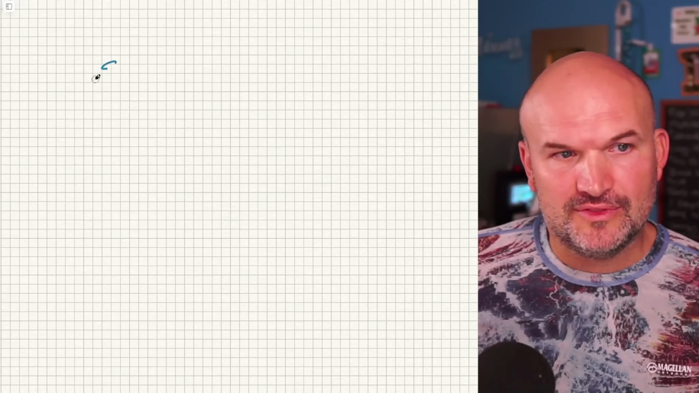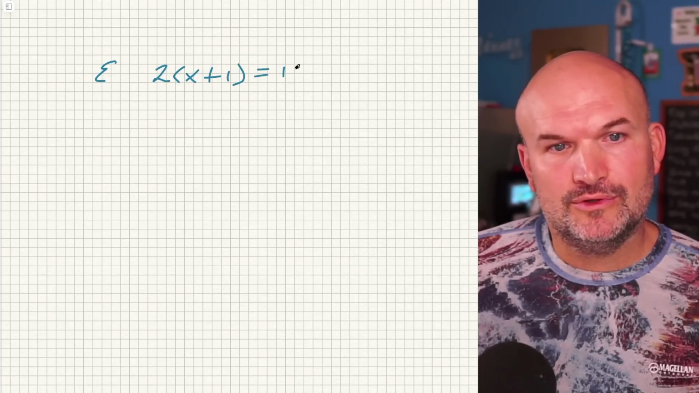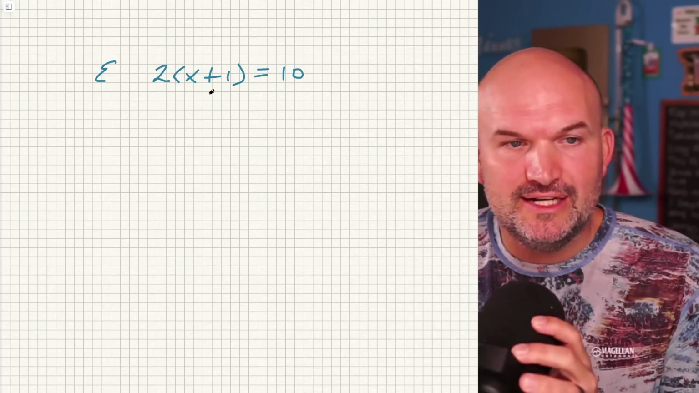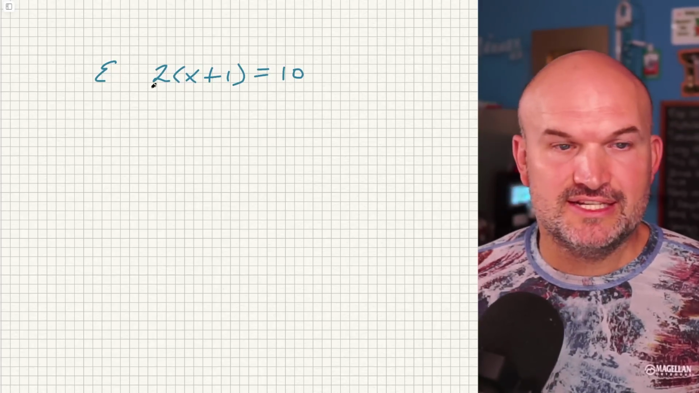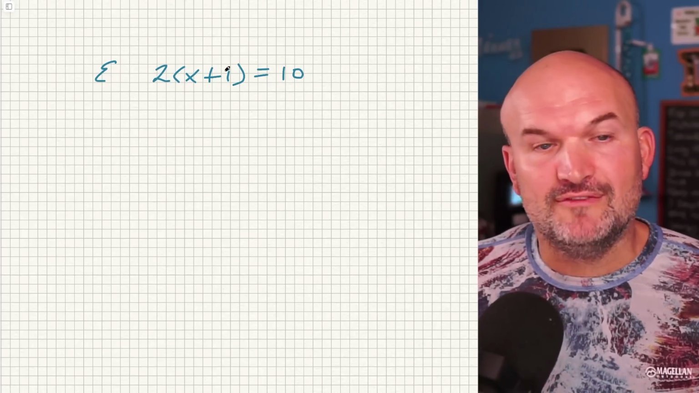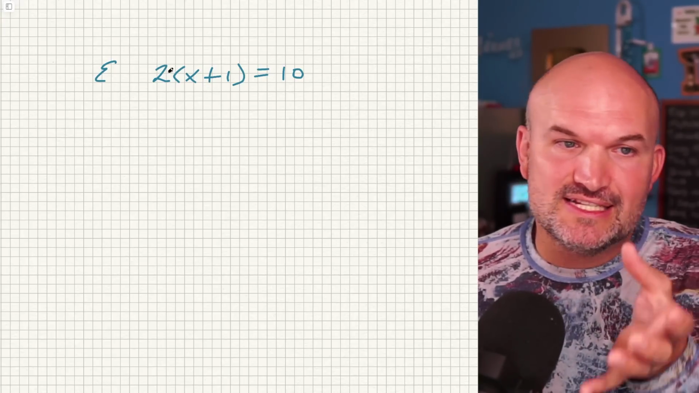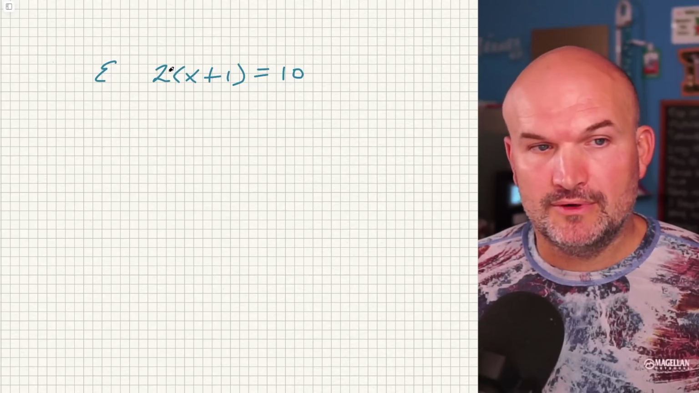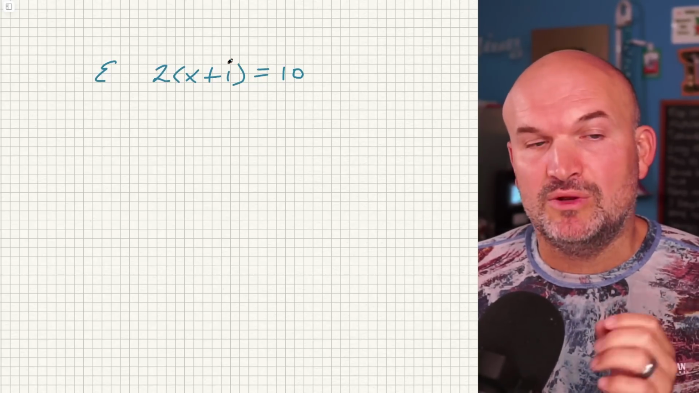So the first example, the easy example I have for you, is 2 times (x plus 1) is equal to 10. Okay, so it's important we understand why we have parentheses and then how to get rid of them. The reason we have parentheses is because they are grouping this expression of x plus 1. What's important about this grouping is it's all being multiplied by 2. So the 2 is not only being multiplied by the x. The 2 is multiplying the x as well as the 1.